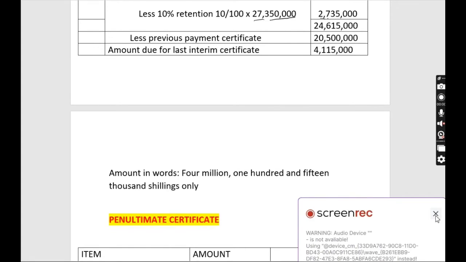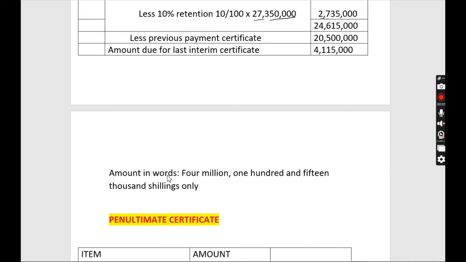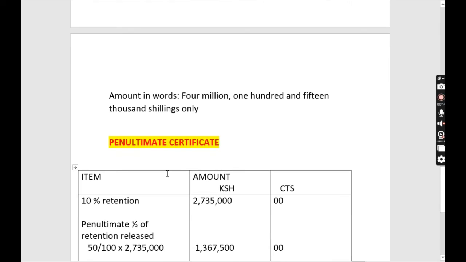So before we prepare the penultimate, remember to write the amount of money in words. So that is 4,115,000 shillings only. So that is the last interim payment certificate due. Now, for us to prepare a penultimate certificate, remember we said this is at the practical completion stage, whereby half of the retained money is now released to the contractor. So whatever we have retained, now we are going to release it to the contractor.